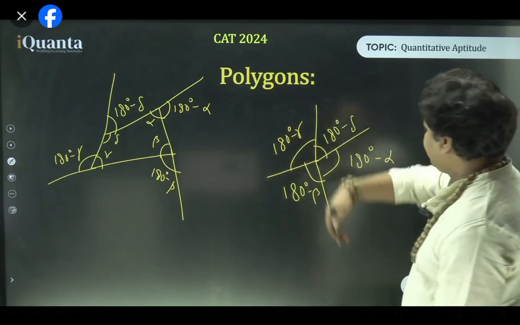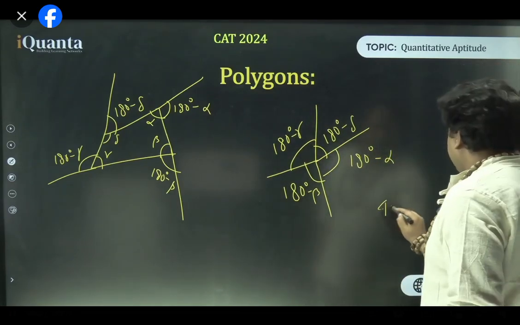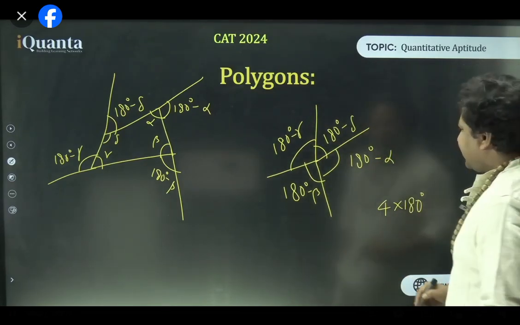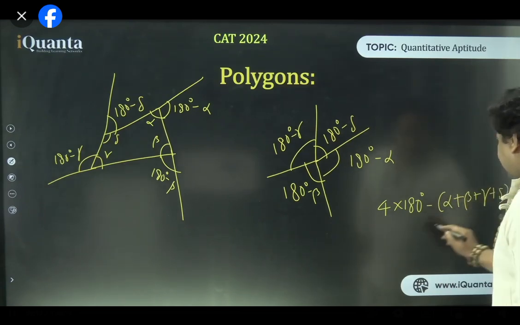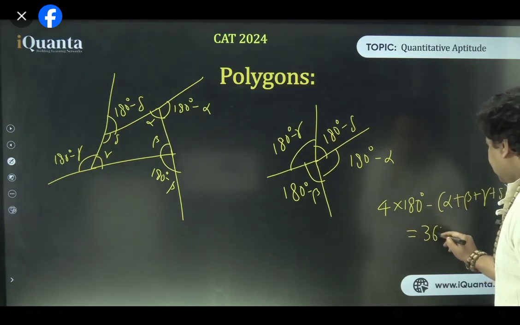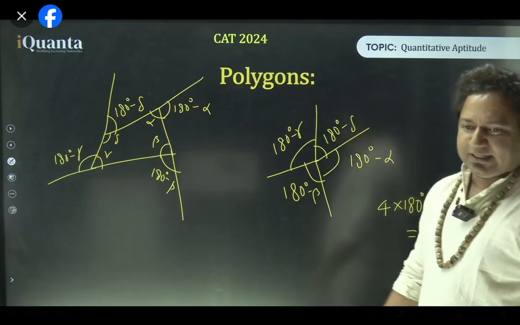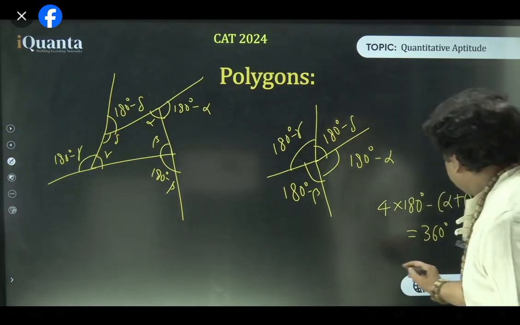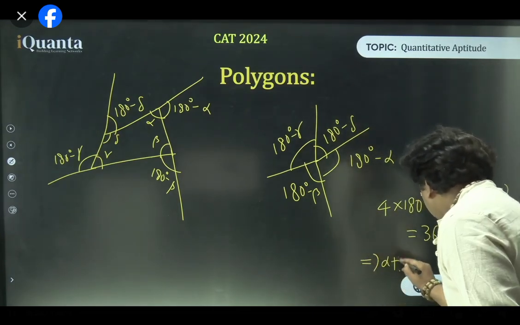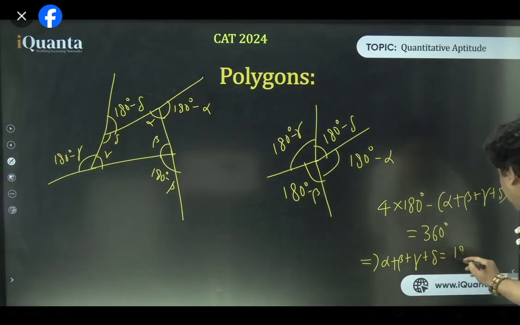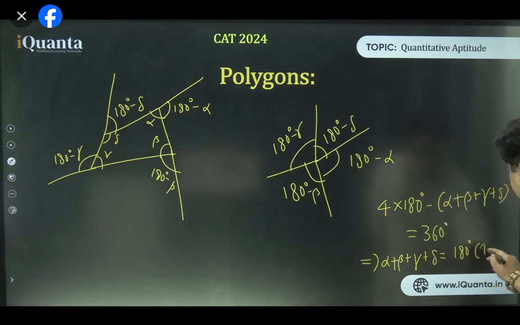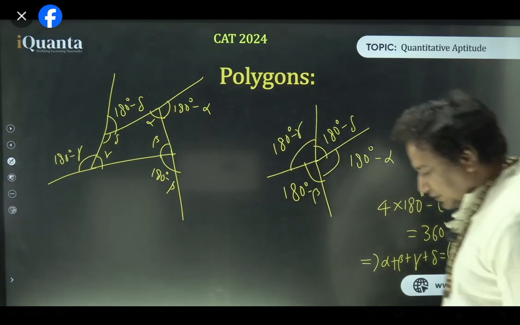If I add all of it, 180 four times, so I have 4 into 180. Now I will not even multiply it, because I want to generalize things. Minus this thing, alpha plus beta plus gamma plus delta. This should be equal to 360 again, isn't it? And 360 itself is 180 into 2. So I can write alpha plus beta plus gamma plus delta is equal to 180 taking common, I'll get 4 minus 2 inside the bracket. Isn't it? That makes sense.